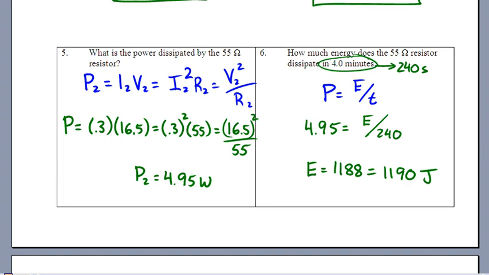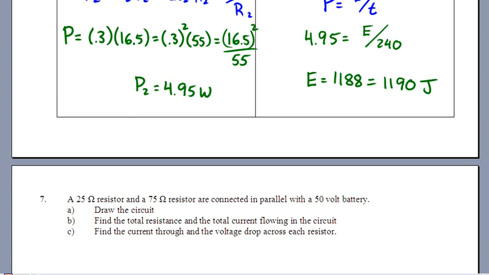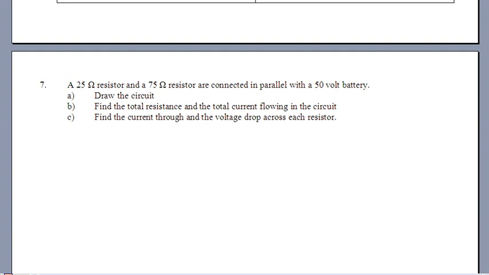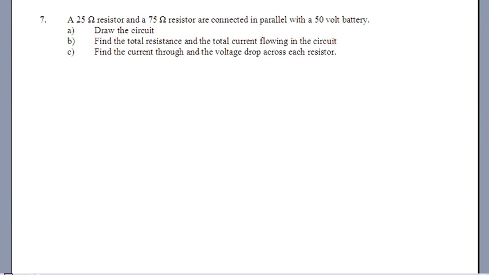Now, over the page, we're going to take a look at something that's connected up in parallel. So it's kind of the reverse of what we were just doing with the one that was in series. So the first information says a 25 ohm and a 75 ohm resistor are connected up in parallel, 50 volt battery. Got to draw the circuit.